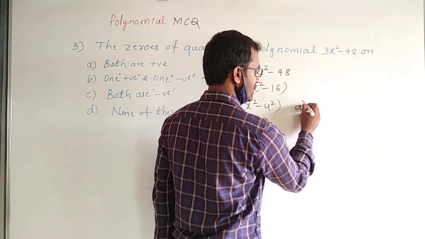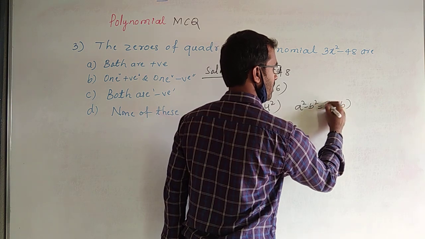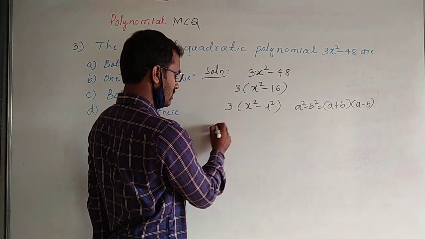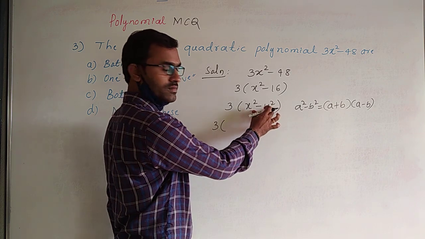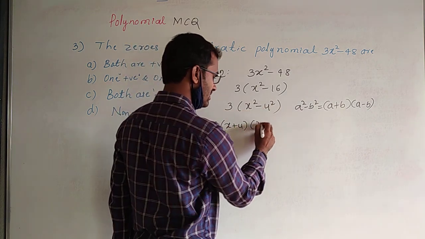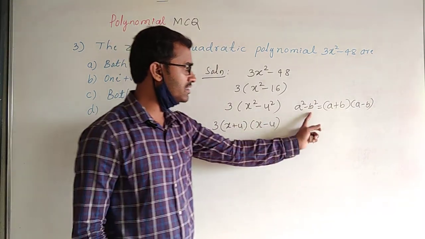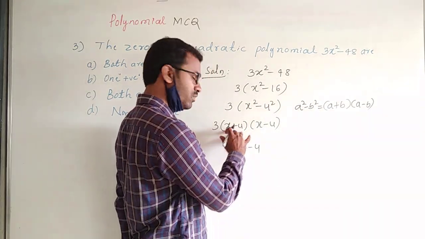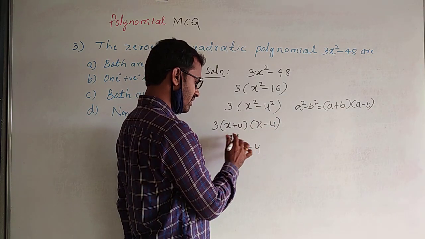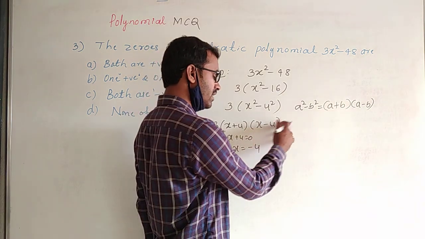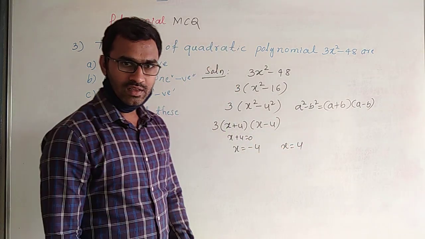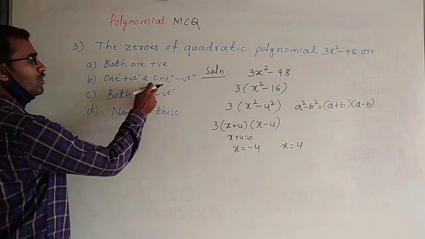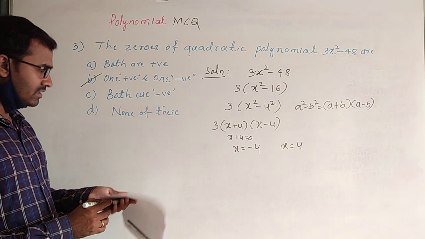What is the a square minus b square formula? a square minus b square is a plus b into a minus b. So 3 stays as it is, and x square minus 4 square gives x plus 4 and x minus 4. Therefore, x plus 4 equal to 0 gives x equal to minus 4, and x minus 4 equal to 0 gives x equal to 4. The right answer is one positive and one negative.